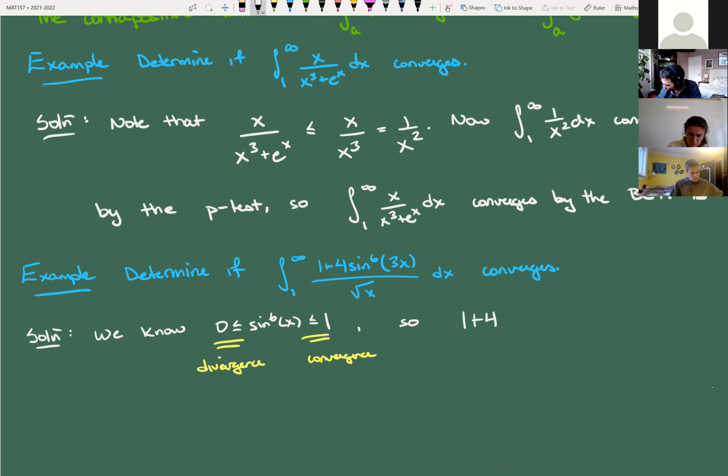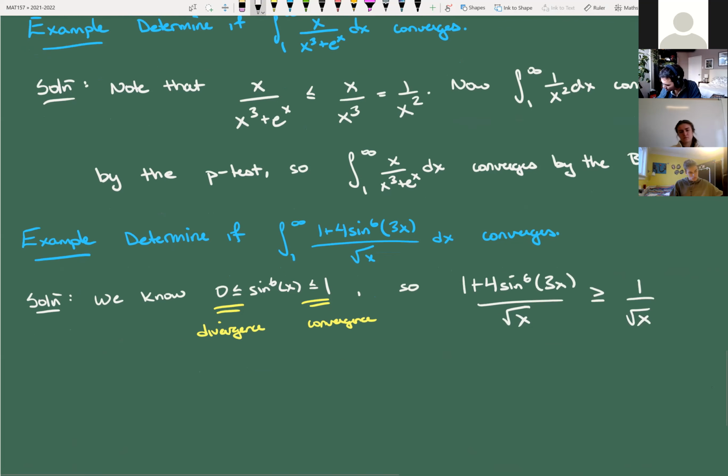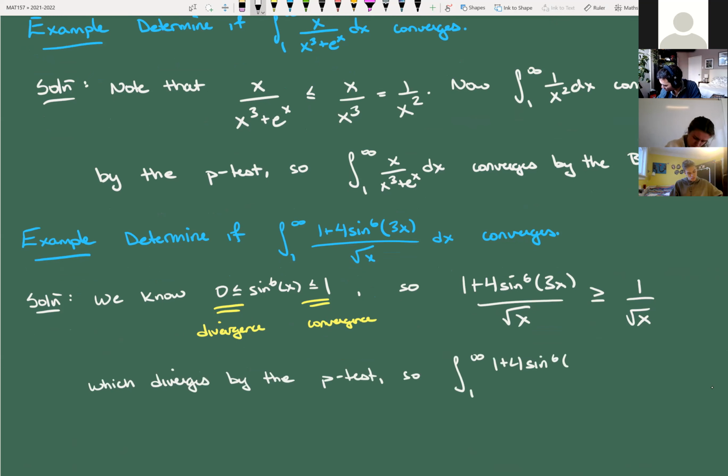So we're going to get 1 plus 4 sine to the 6, 3x over root x is then going to be greater than or equal to, I can just replace the sine to the 6 with the 0, 1 over root x, which diverges by the p-test. So this diverges as well. Okay.